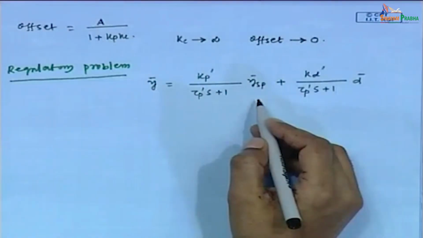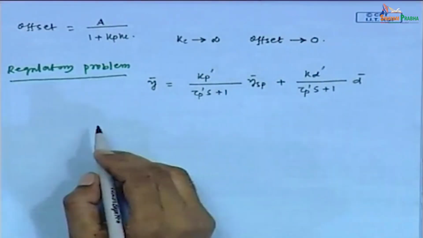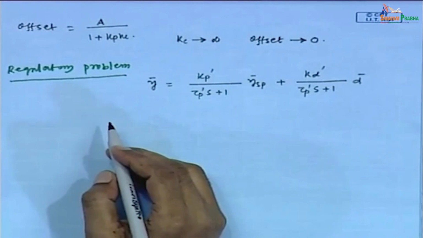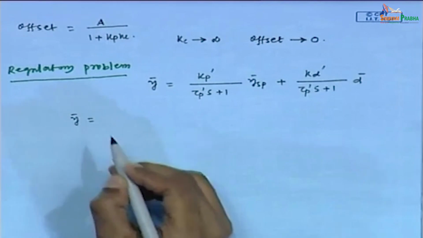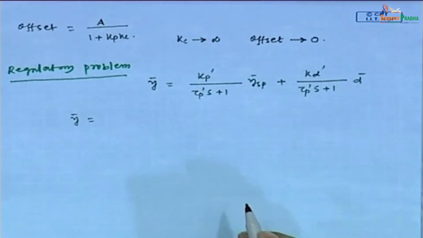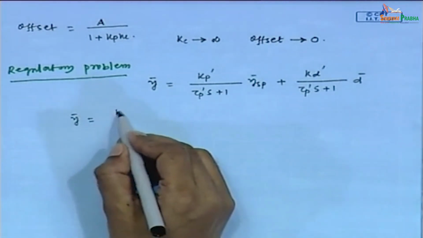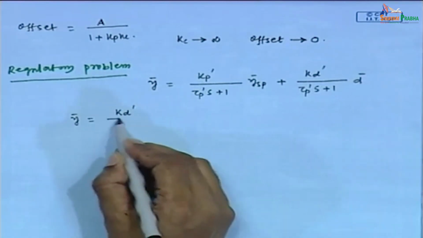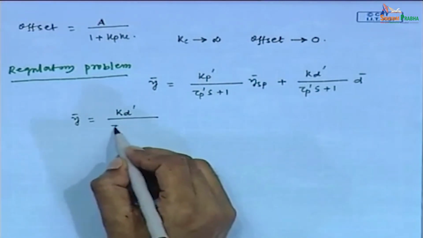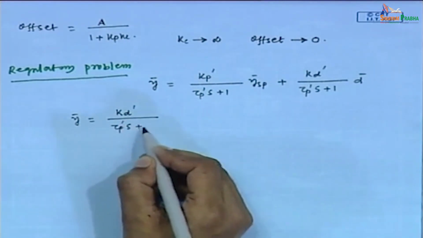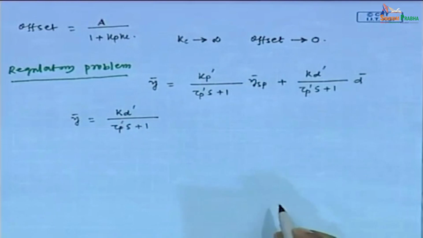Now, for the regulatory problem, there is no change of y set point. No change in the y set point is considered. So, for the regulatory problem, the closed loop transfer function becomes y bar equals k d prime divided by tau p prime s plus 1 times d bar.